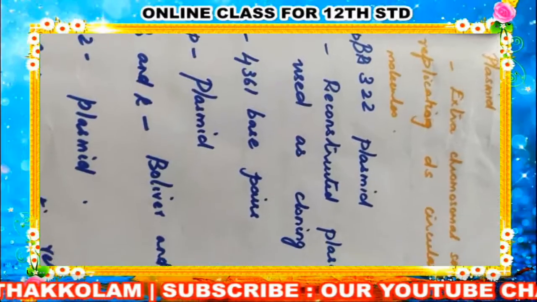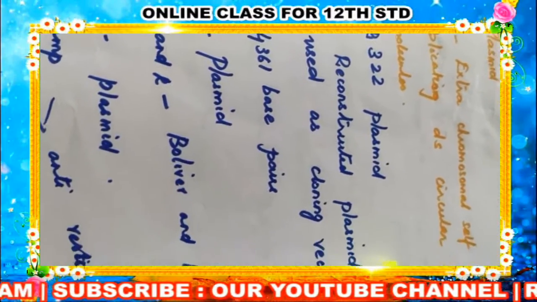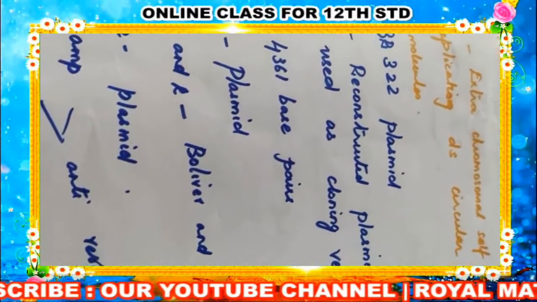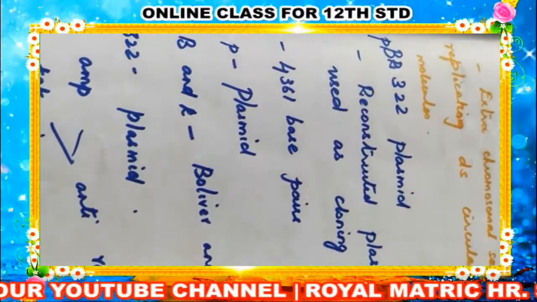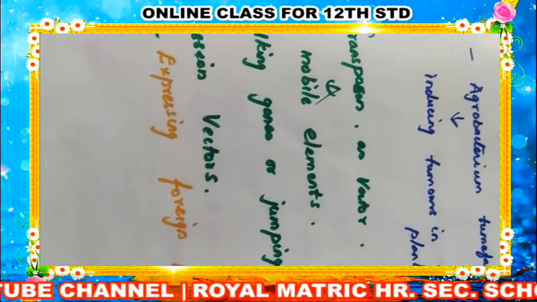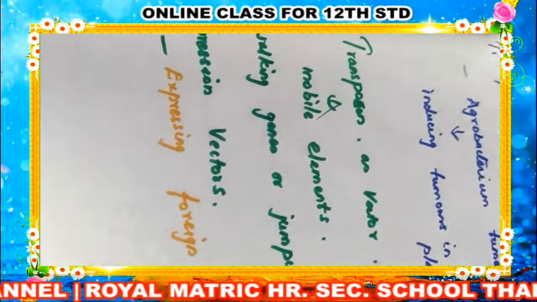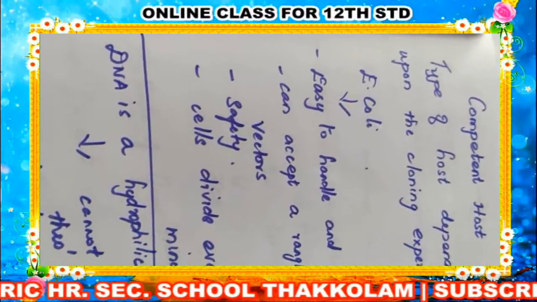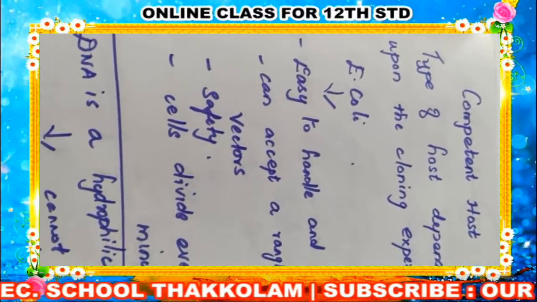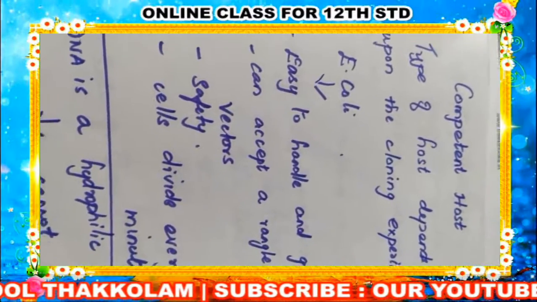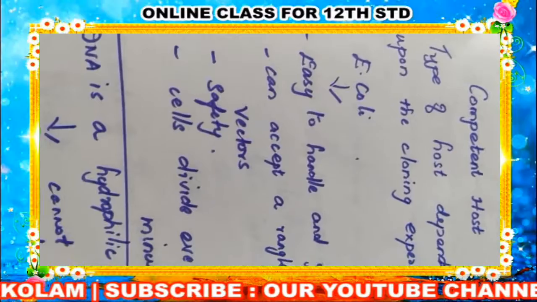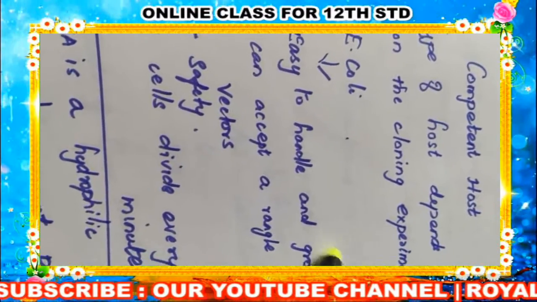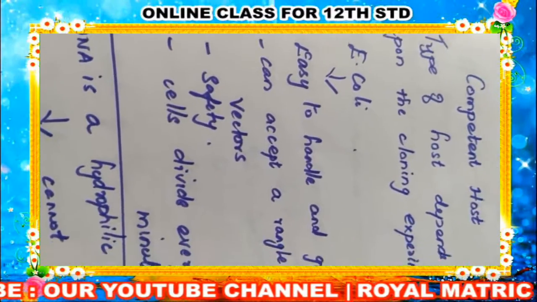Then we have seen the plasmid. Here, the extrachromosomal self-replicating circular DNA, and the different types of plasmids and what the uses of plasmids are, Ti plasmids, all these things we have seen in the previous classes. Now we will see how this plasmid is going to enter and what the features of the host are. Host means where the vector is going into, that is called the host.